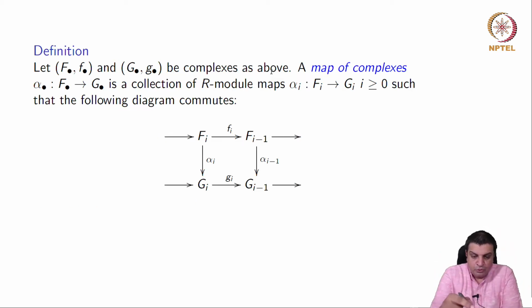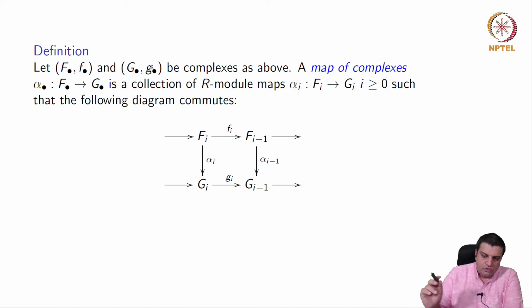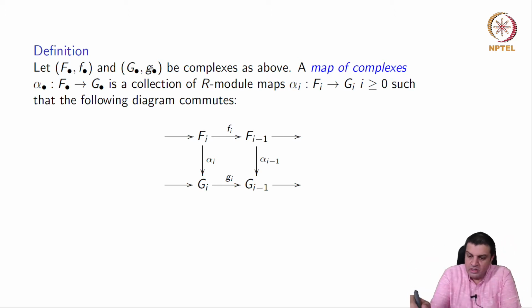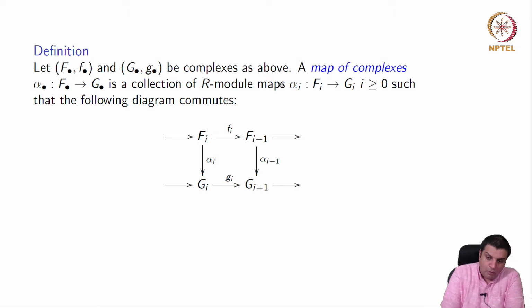If we have two complexes, F where we denote the maps by small f, and G where we denote the maps by small g, complexes as above, ending at some point and then 0 modules afterwards, a map of complexes is a collection of R module homomorphisms from each Fi to the corresponding Gi. So Fi to Gi, Fi minus 1 to Gi minus 1, and so on both sides, such that the following diagram commutes.